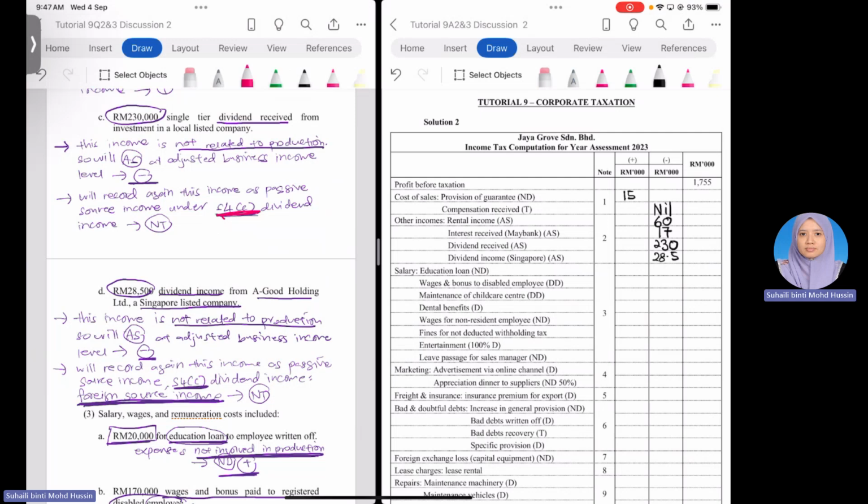Section 4 subsection C, but this income is foreign source income. This is not Malaysian source income, but is considered a foreign source income, because you invest in the Singapore listed company, so you receive the income.